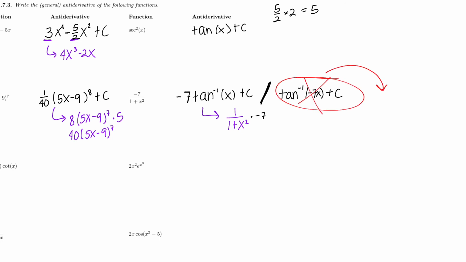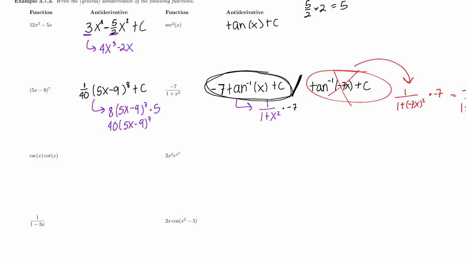This won't work because you would have the 1 over 1 plus, and then you would have to do -7x squared, and then multiply by the derivative of the inside, which is -7. So you would get the -7 on top, but you would also have 1 plus 49x squared on bottom, so that wouldn't work. I was really excited for a moment, but that won't work at all. But it's fun to talk about why my brain might think that it would, or why your brain might think that it would. So the only one that would work here is this guy here.